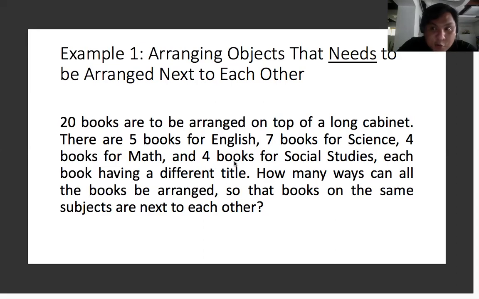Now take note, each book has a different title. So if you consider English, it could be, let's say, English 1, then English 2, English 3, English 4, then I don't know, Advanced English maybe. Right? So those are different title books. So definitely, we can distinguish each book from each other. Now, I need to make that clarification now because the next example would actually highlight the scenario wherein some objects cannot be distinguished from one another.